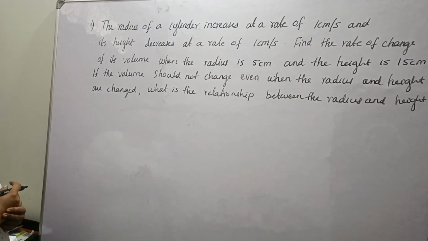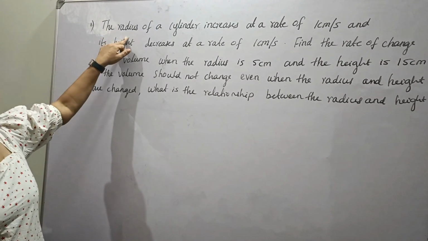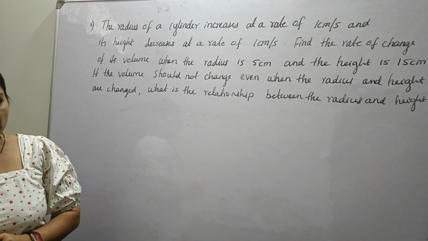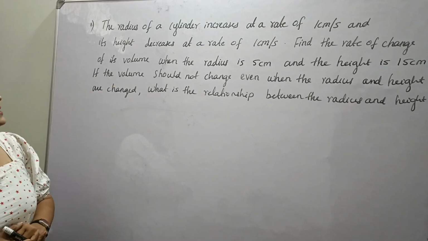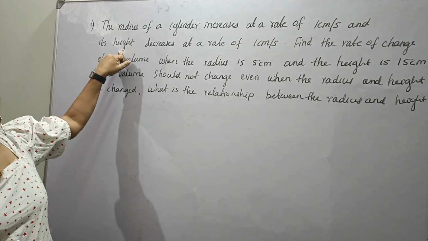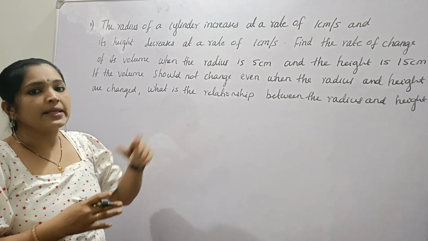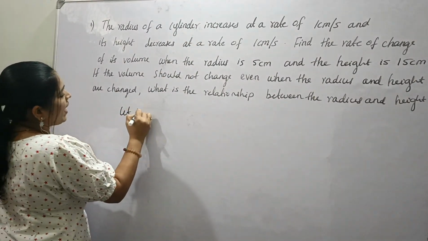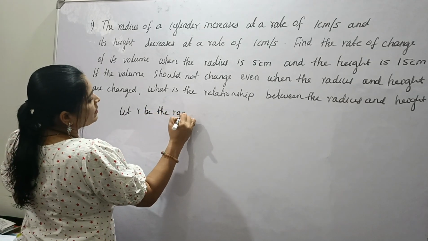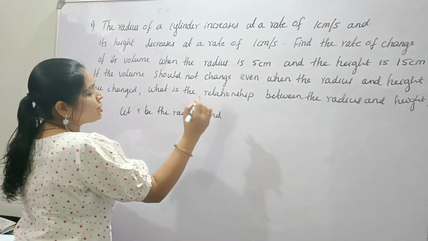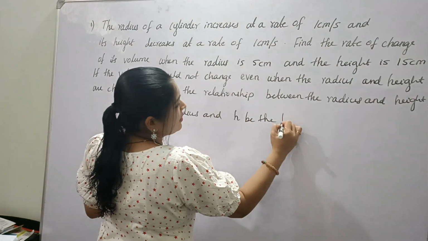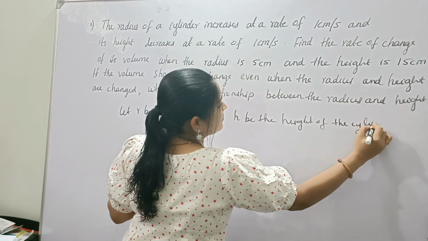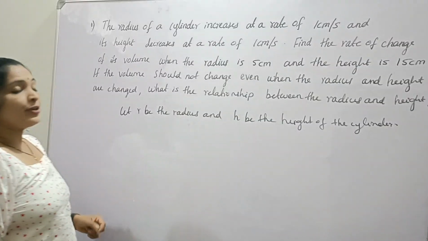Okay, so here what are given? The rate of change of radius of a cylinder is 1 centimeter per second, that is the rate of change of radius with respect to time. And it is given that the rate of change of height with respect to time decreases, therefore it is -1. So let's write, let R be the radius and H be the height of the cylinder, and V be the volume.